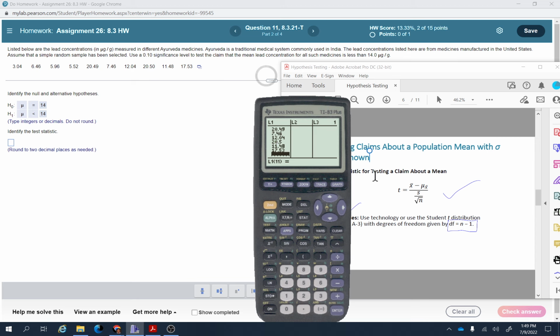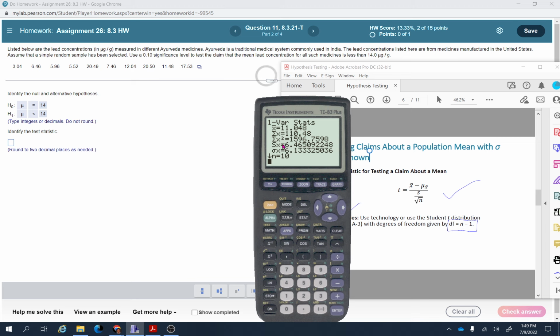Okay, so now this is our data, and now we go to stat and then calc. If you go to number one, which is one-variable statistics, and just enter that, it will give you all the values you are looking for for the data we just input. So the average is 11.048 and the standard deviation is 6.46. That's the sample standard deviation.